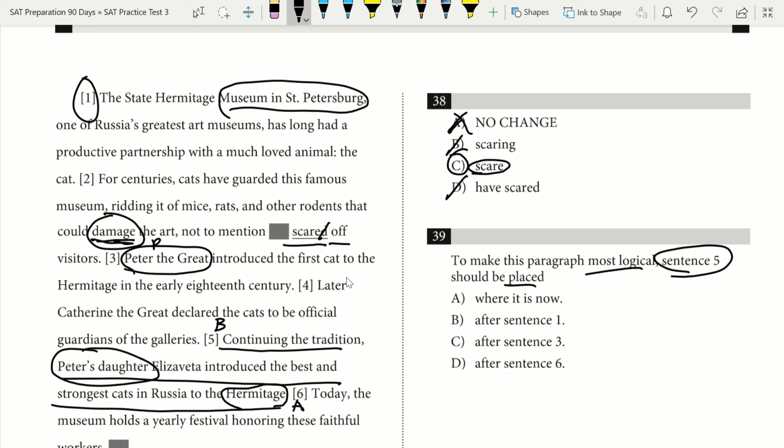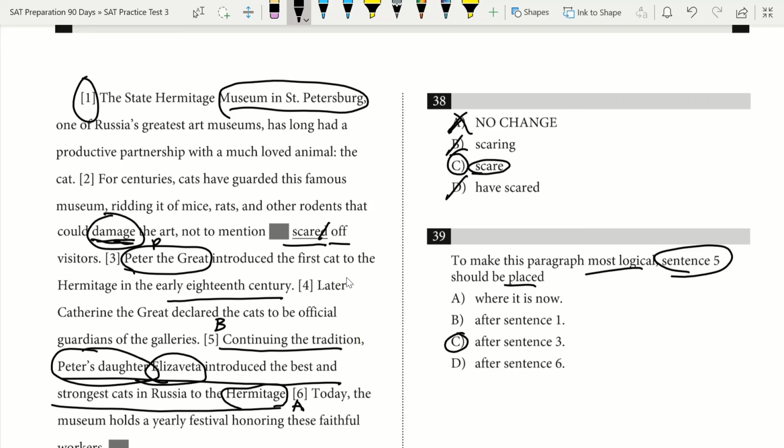Peter the Great introduced the first cat to the Hermitage in the early 18th century. Continuing the tradition, Peter's daughter, Elizaveta. So that's where I want to place that, right? We talked about how we wanted to have Peter before that sentence. Peter's in sentence 3, so we're going to want to place that C after sentence 3 for 39.